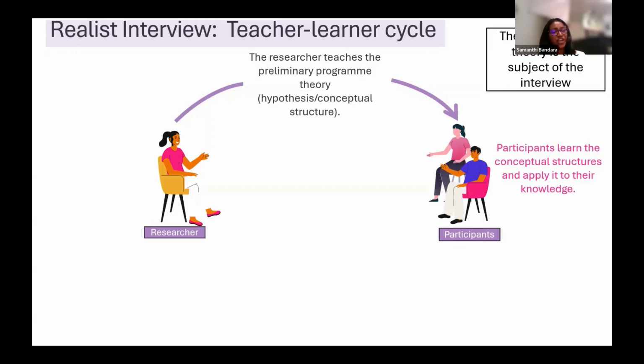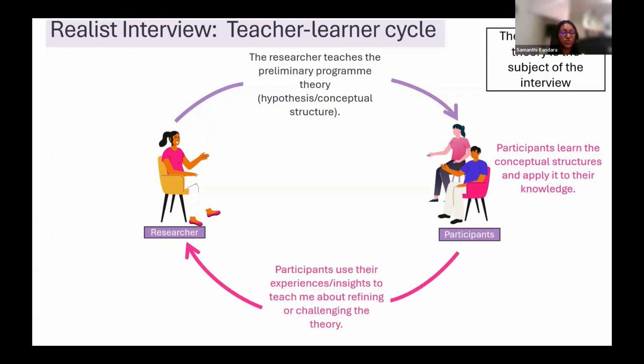Once I explain the hypothesis, they apply their knowledge and experience to that hypothesis, and they become the teacher. They start teaching me about how the program theory can be refined or challenged with their experience. So then I become the learner. The researcher learns from participants' responses, validates and refines the theory.